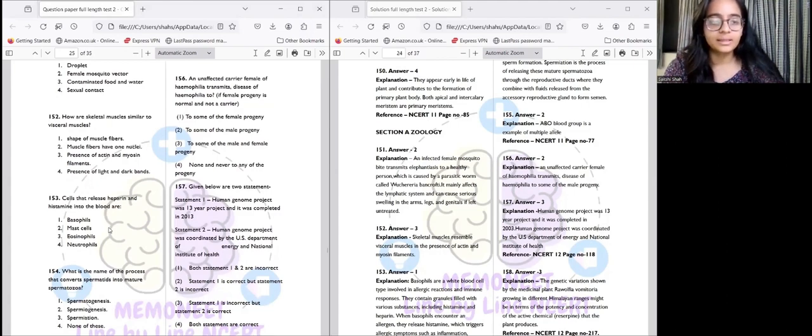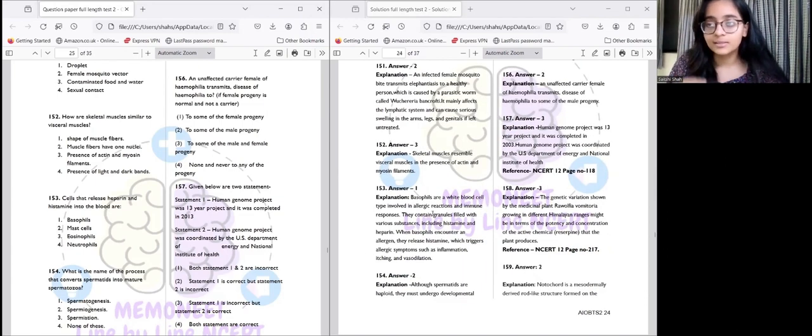Cells that release heparin and histamine into the blood are known as what? Okay, so it's basically basophils that are involved. Let's see the explanation that is given here. If there's anything more to the explanation, I'll definitely be talking about it. Otherwise, the explanation that we've aimed to provide is more than sufficient. So let's see.